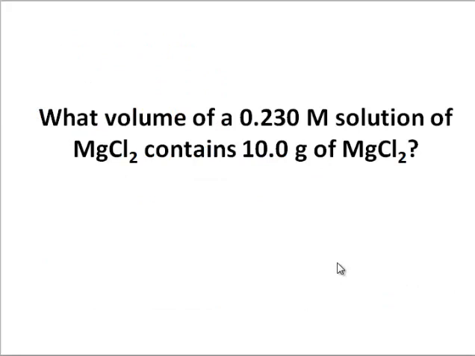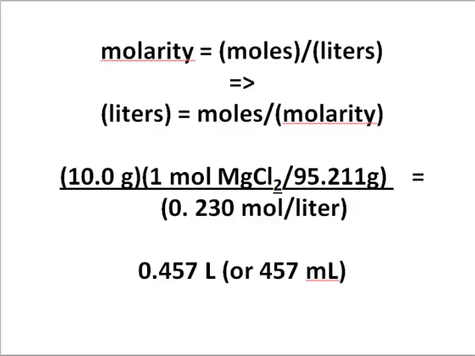What volume of a 0.230 molar solution of magnesium chloride contains 10 grams of magnesium chloride? Alright, you attempt and then look at the solution further in the presentation. Molarity equals moles over liters, which implies, by algebraic rearrangement, that liters equals moles over molarity. So I present a calculation: 10 grams multiplied by 1 mole of magnesium chloride over 95.211 grams gives moles of magnesium chloride in the numerator. I divide that by the molarity in moles per liter, and that gives 0.457 liter.